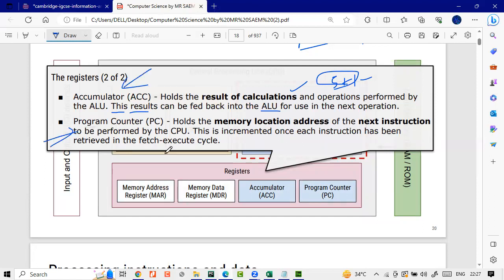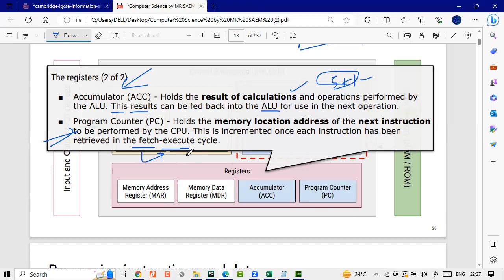Program counter, you use a loop. A program counter will be there to hold the next instruction to be performed. Obviously, the CPU has to keep on performing these processes one after the other. These processes have to be incremented every time, they have to be fetched, they have to be executed. This has to keep on going.